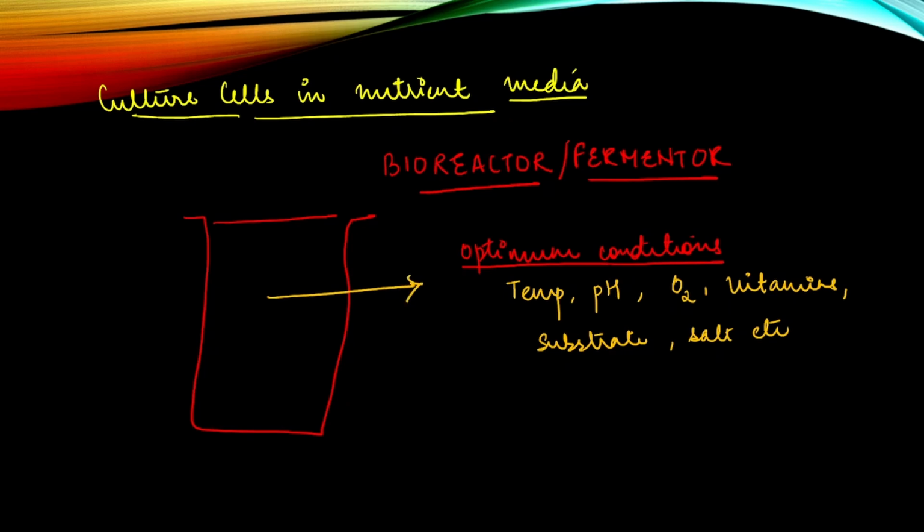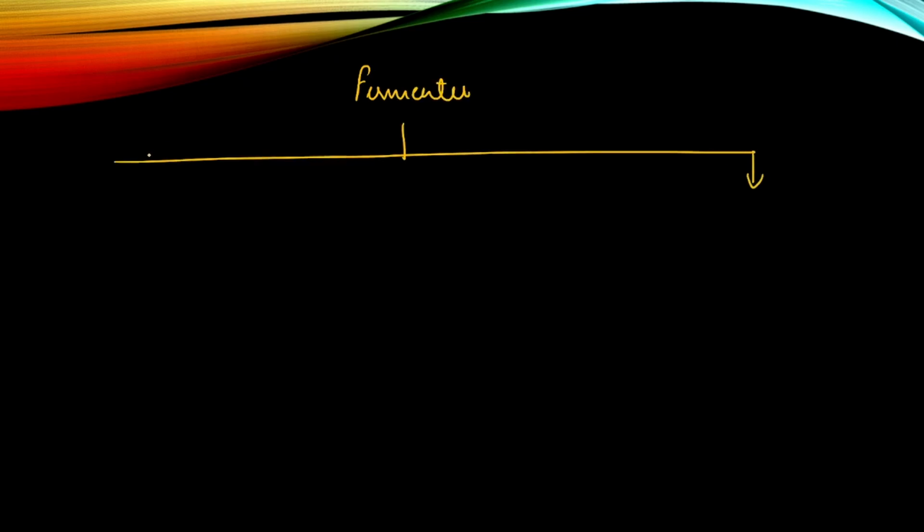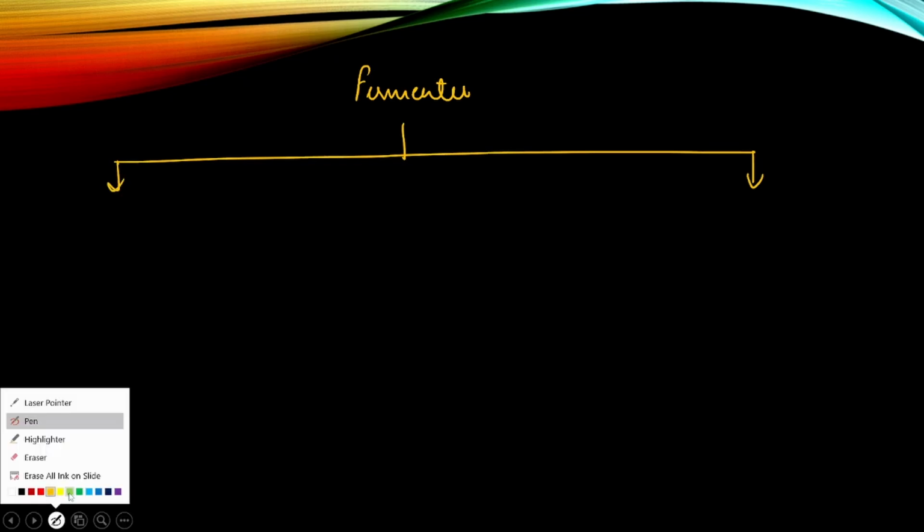And apart from this, we have how it is controlled. For temperature, we have a temperature controller. For pH, we have a pH controller, and a foam controller, right? Now, how do we add culture media? Based on the addition of culture media, the fermenter or bioreactor can be of two types. What are the two types? See here.